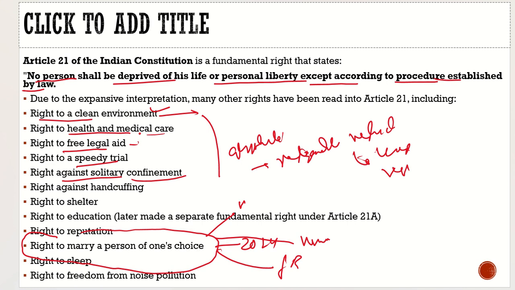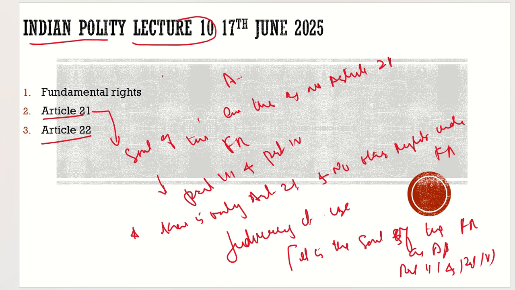What is the significance of it? We understood that, in the discussion where we assumed that, let's suppose, there are no other rights except Article 21, or all the rights are there but Article 21 is not there, how would life be? So at the end we concluded that Article 21 is the soul of Part 3 and Part 4 of the Indian Constitution. Now let's discuss the reasonable restriction to it.